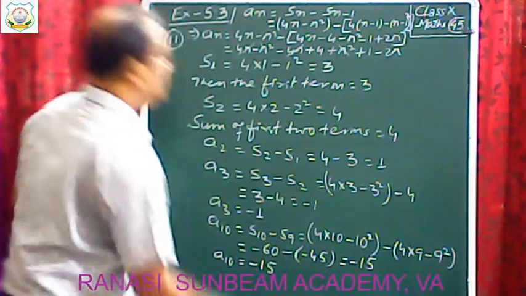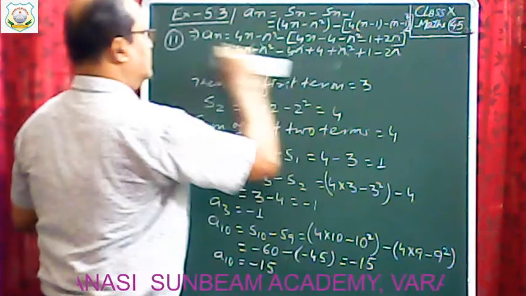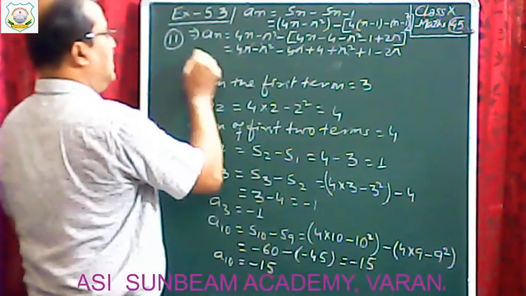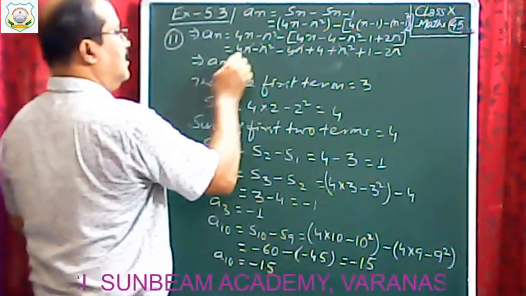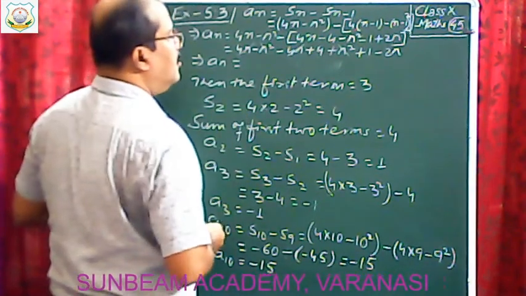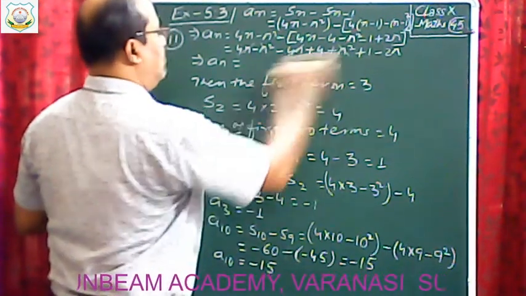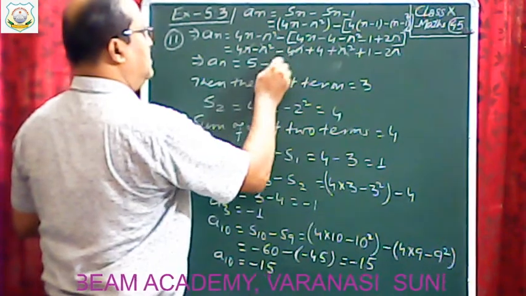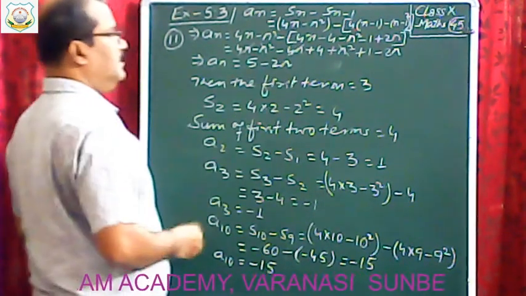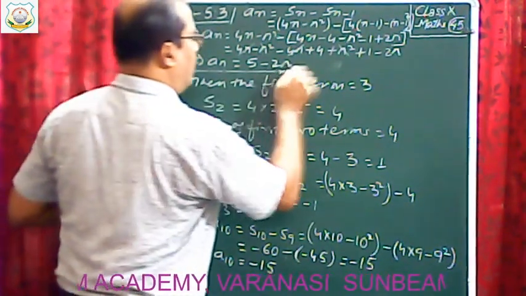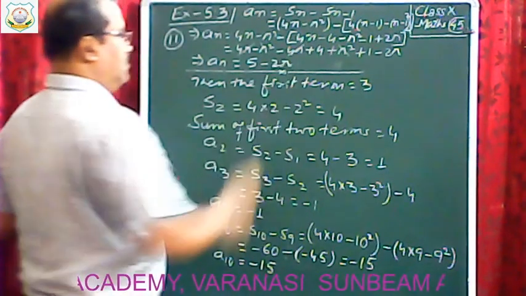Finally, what we get? An equal to 4 plus 1, 5 minus 2n. Okay. Now you can check your answer also.